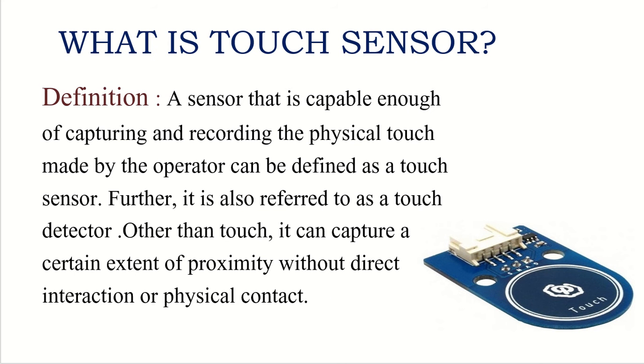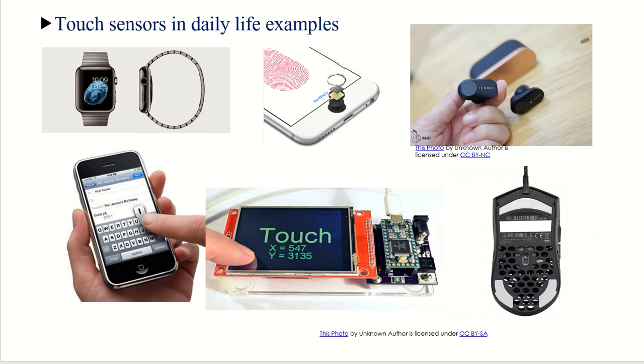What is a touch sensor? A sensor that is capable of capturing and recording the physical touch made by the operator can be defined as a touch sensor. It is also referred to as a touch detector. Other than touch, it can capture a certain extent of proximity without direct interaction or physical contact. Touch sensors in daily life: watch, phone fingerprint, earbuds, phone touch, mouse.